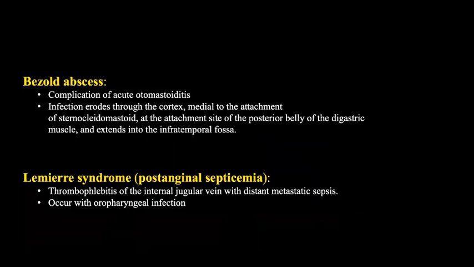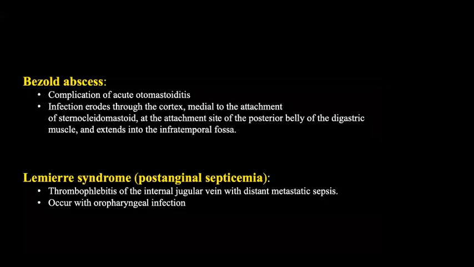Part of the other differential that I put is the Bezold abscess, which is related to acute otomastoiditis. So we know when there is otomastoiditis, there is always the risk of eroding the adjacent bone, and then it can result in intracranial effusion, empyema, or even venous thrombosis. But in this case, with what they call the Bezold abscess, it's related to an external erosion, and then the abscess material or the pus will be along the sternocleidomastoid muscle and can extend to the infratemporal fossa.